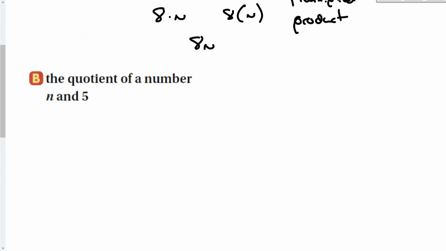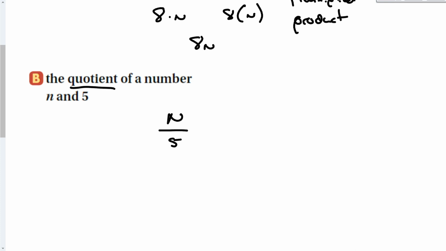Part B, the quotient of a number n and 5. So now, quotient, we're going to be talking about division. So we can say n divided by 5. But again, that symbol can be a little bit confusing when we're writing a long expression. Best to write that using what this symbol represents. Notice how the division symbol has a dot above and below a line. Well, those dots represent the first thing and the second thing right there. So the better way to represent division is n over 5.